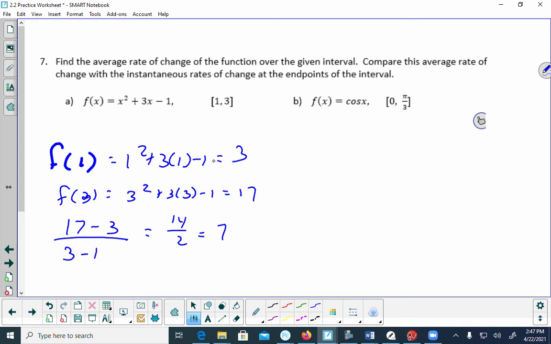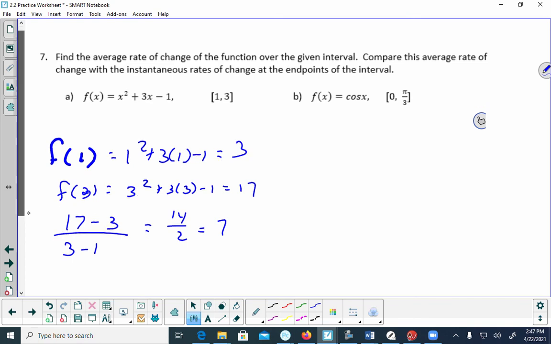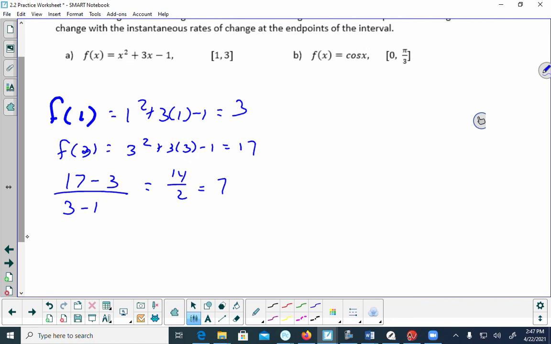Then it says compare this average rate of change to the instantaneous rate of change at the endpoints. Instantaneous rate of change means the derivative. So I'm going to find the derivative function of that formula. So that will be 2x plus 3. And I'm going to do it at the endpoints, so at 1.